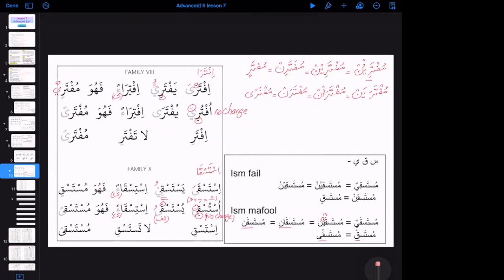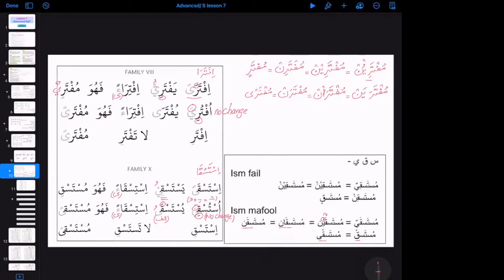Okay, iftara, yaftari. So what rule are we applying here? The ajwaf rule. Simple, you don't have to say the whole rule, just say the ajwaf rule, like qala. The qala rule we are applying over here. The ya is changing into alif. Okay, now iftara, yaftari.